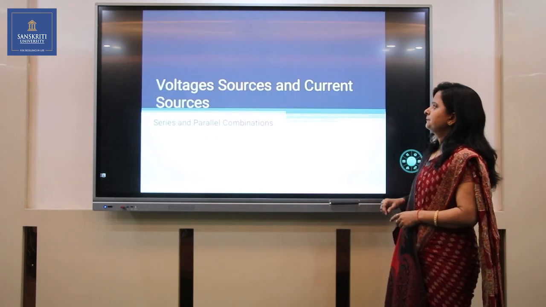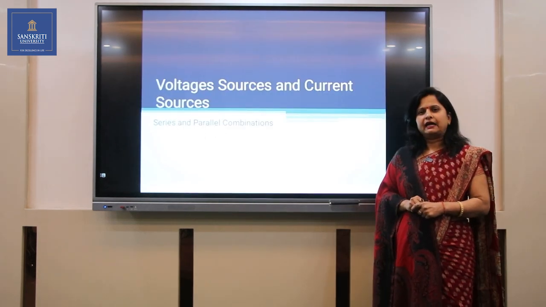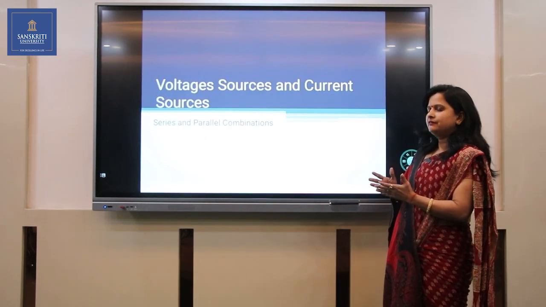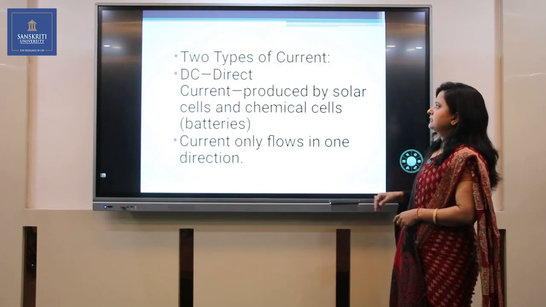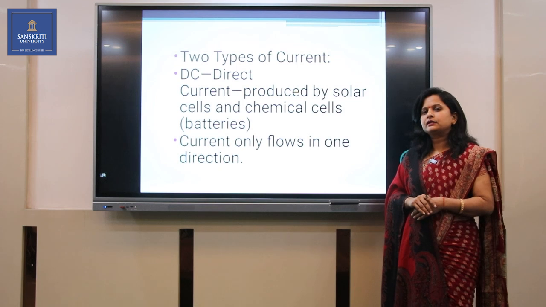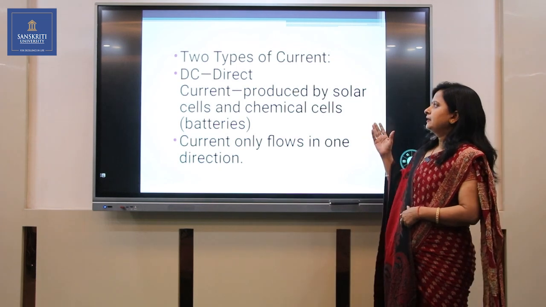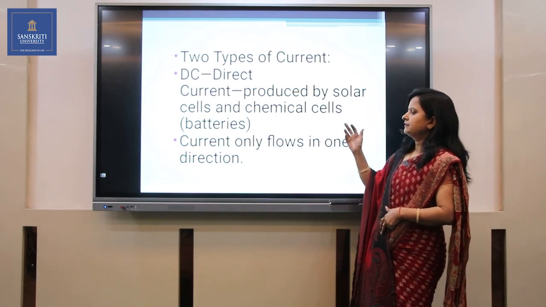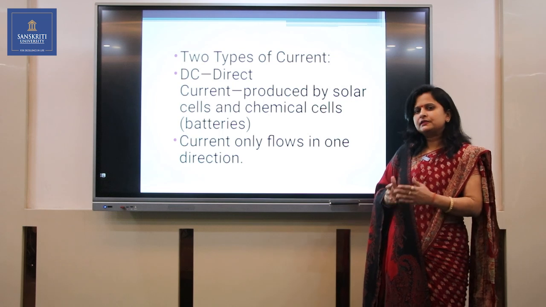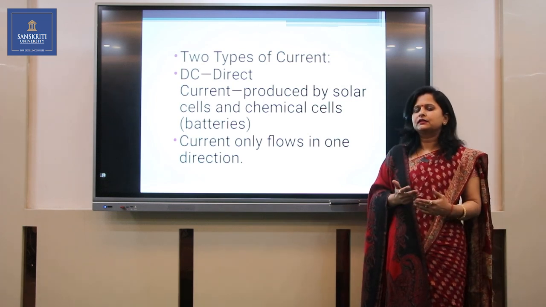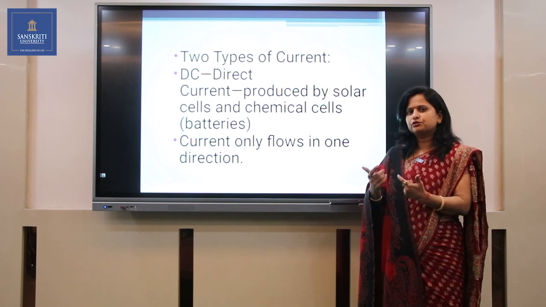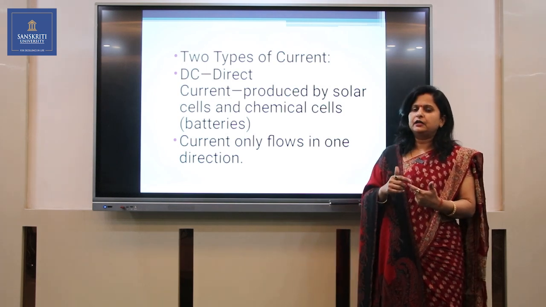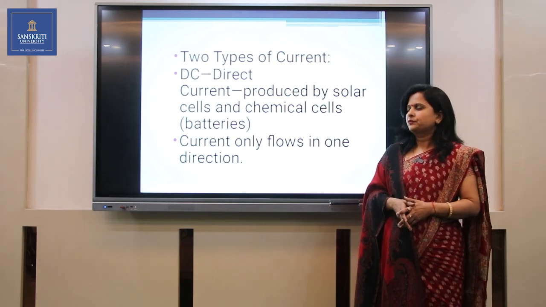So let's go further. Voltage sources and current sources. When series and parallel, both combinations we are having in our circuit, we'll see that there are two types of currents. One is DC current and another one is AC current. So what is DC current? DC current is nothing but the direct current in which the magnitude of current and the phase of the current both will be constant.